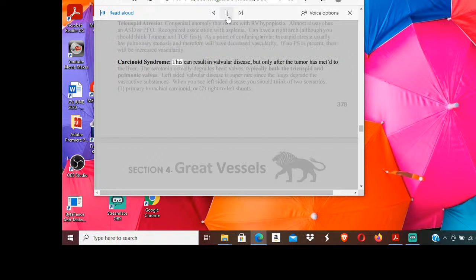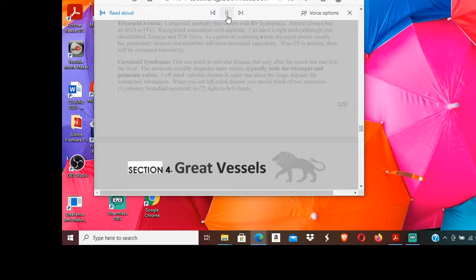Carcinoid syndrome, this can result in valvular disease, but only after the tumor has metastasized to the liver. The serotonin actually degrades heart valves, typically both the tricuspid and pulmonic valves. Left-sided valvular disease is super rare since the lungs degrade the vasoactive substances. When you see left-sided disease you should think of two scenarios: 1. Primary bronchial carcinoid, or 2. Right-to-left shunts.